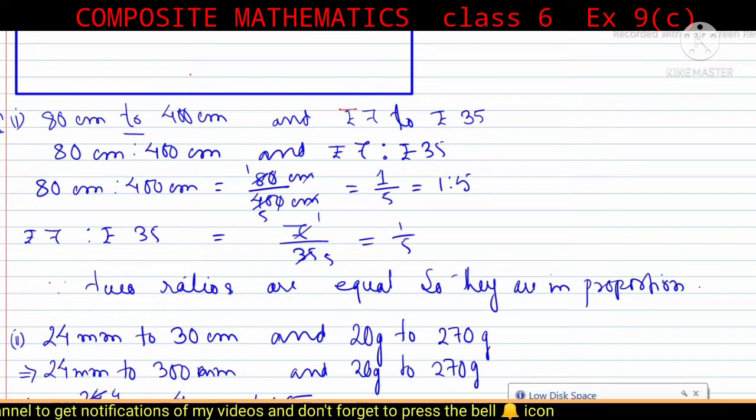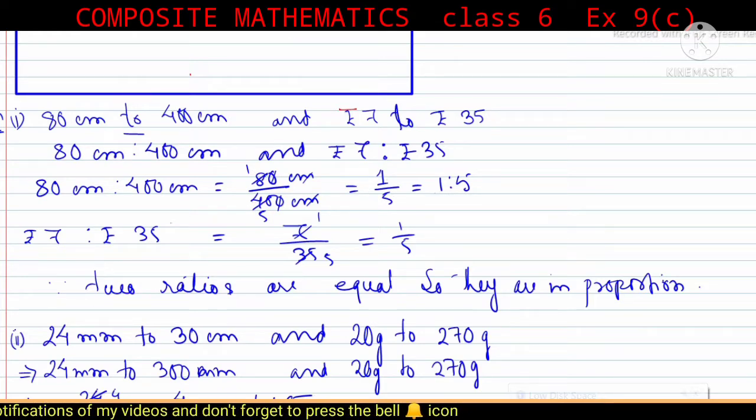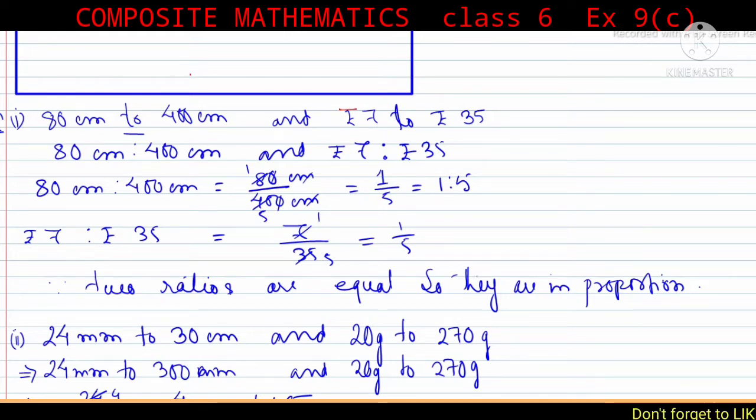So 8 1s are 8 and 8 5s are 40. So it is 1/5. So the ratio comes 1:5. Next is rupees 7 is to rupees 35. So here you see we'll write in division form, quotient form. So it is 7/35. So we will cancel out with this 7 because they have common factor as 7. So 7 1s is 7 and 7 5s is 35. So it is 1/5. So what we have seen, the two ratios are equal, so they are in proportion.